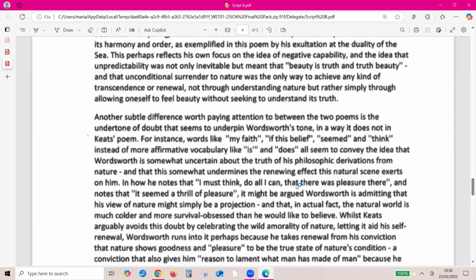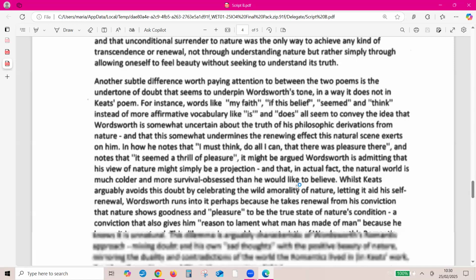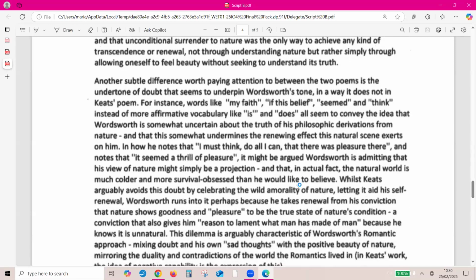Another subtle difference worth paying attention to between the poems is an undertone of doubt that seems to underpin Wordsworth's tone in a way that it does not in Keats. For instance, words like my faith, belief, seem more affirmative vocabulary like is and does, all seem to convey the idea that Wordsworth is somewhat uncertain about the truth of his philosophical derivations from nature, and it somehow undermines the renewing effect the natural scene exerts on him.